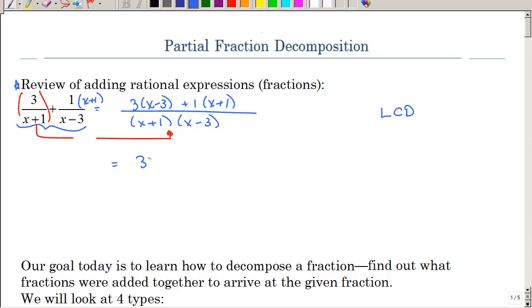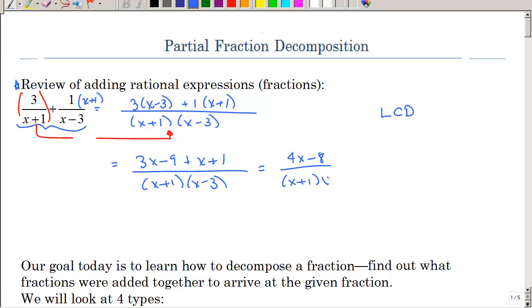Then we would distribute and collect like terms. And that is adding rational expressions. That's what we did a few years ago.